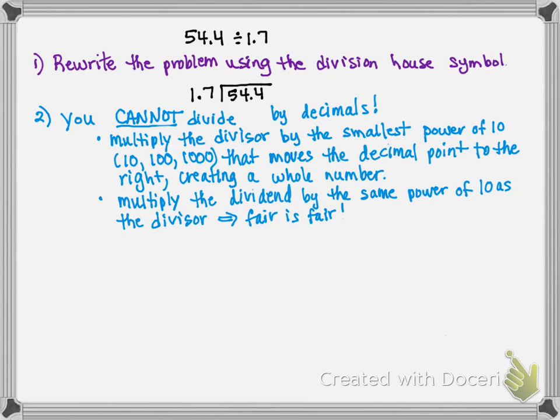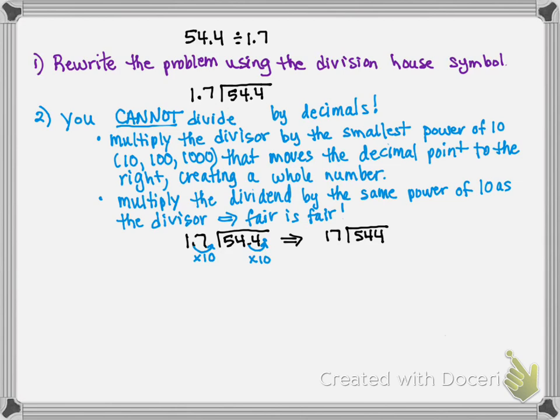Okay? All right, so let's go ahead and do that to our problem. So we have 1.7 dividing into 54.4. So I need to move one place to the right, so that's going to be the power of 10 with 1 zero, so 10. I'm going to do the same thing to the dividend, and it moves the decimal point now to the end. Now that doesn't always happen, but in this particular case, it does. So my new problem, the one that I'm actually going to do division with, is 17 dividing into 544.